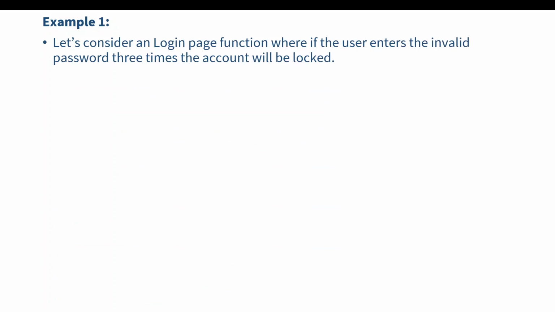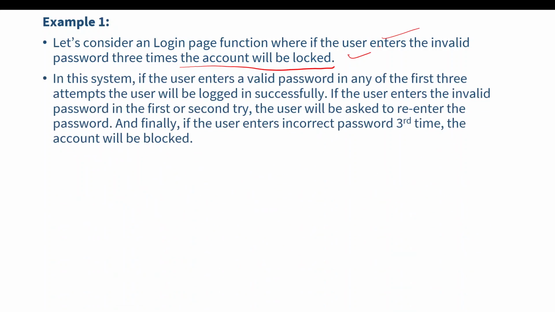So take an example for this state transition, guys. Let's consider a login page function where if the user enters an invalid password 3 times, the account will be blocked. Correct? Take an example of that, the previous example which I have given, ATM machine, or if you are logging into any screen. It will also allow 3 times to enter the correct password if you are entering the wrong password multiple times. So in this system, if the user enters a valid password in any of the first 3 attempts, the user will be logged in successfully.